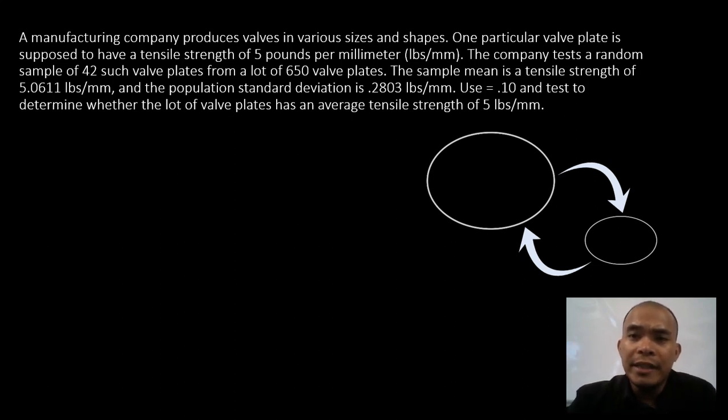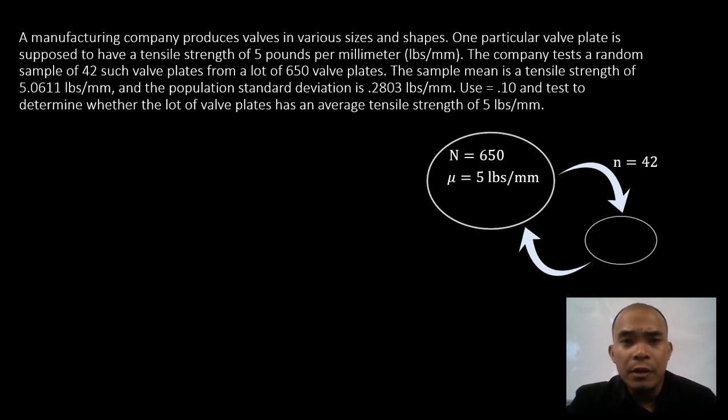So the company tests a random sample of 42. That's the 5 pounds per millimeter, that's the standard. It's the company standard. Should have a tensile strength of 5 pounds per millimeter. And then a sample size of 42 valve plates from a lot of 650 valves. So that is our population size.